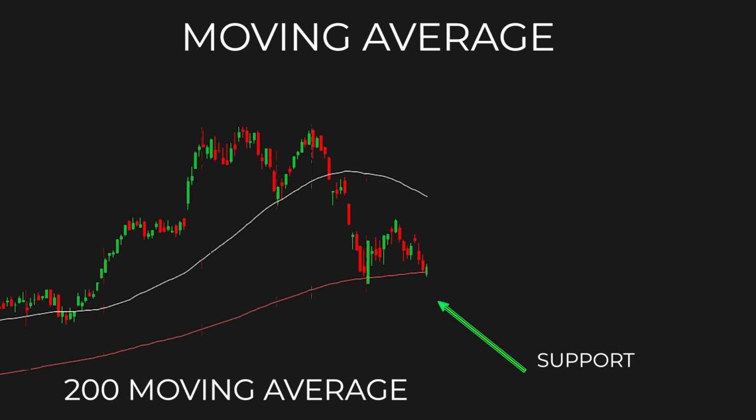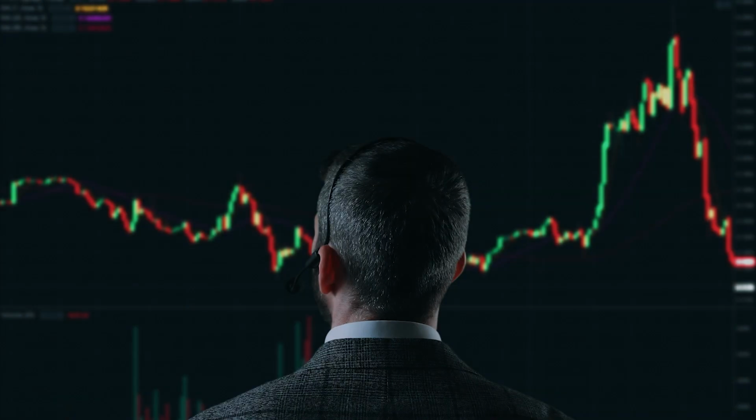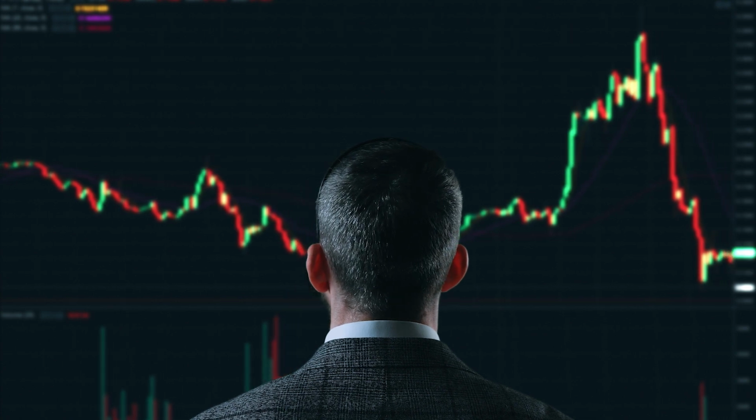Once price action breaks below support, it is now below the 50 and 200 moving averages. This is a clear sign price action is in a downtrend. These are just a few examples of how technical analysis can be used to predict price action.